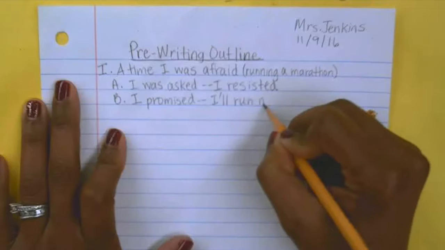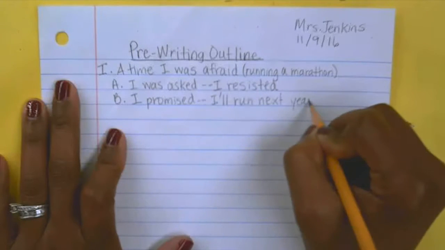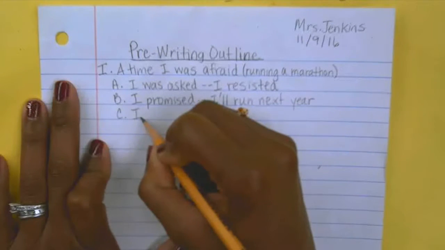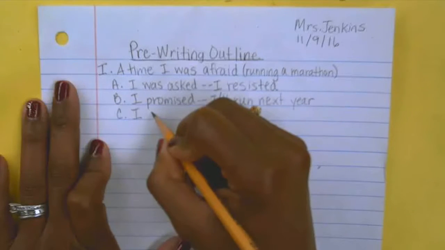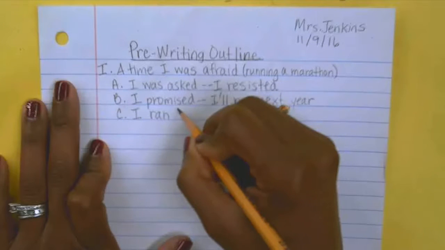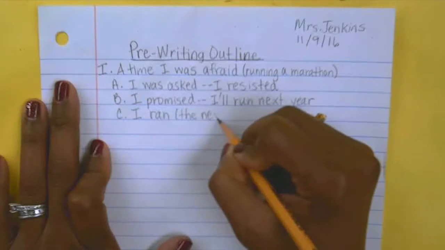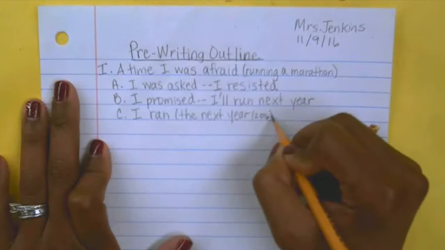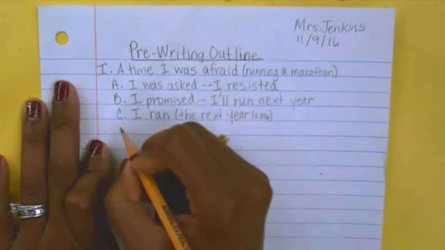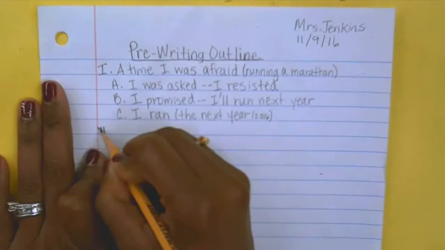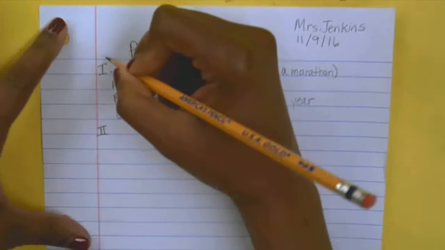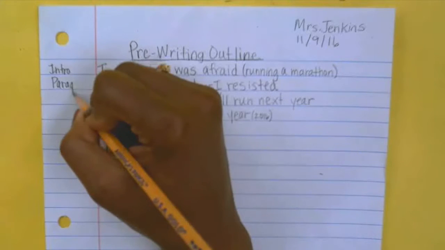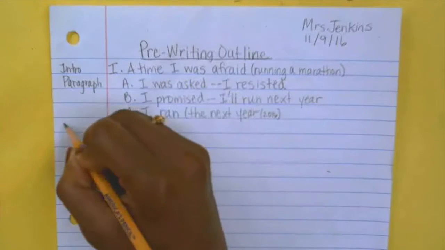So I'm going to get started by telling you it was a time I was afraid to run in a marathon. It began when I was asked to run in the marathon, but I resisted. I didn't want to do it. For B, I decided to promise the person that I would run in the marathon race with her next year to just kind of get rid of the problem. And the event kind of ended when the following year came, and I had to go ahead and face the facts and run in the race. So that's basically what I will cover to let you know about the time that I was afraid, and it motivated me to do something different.